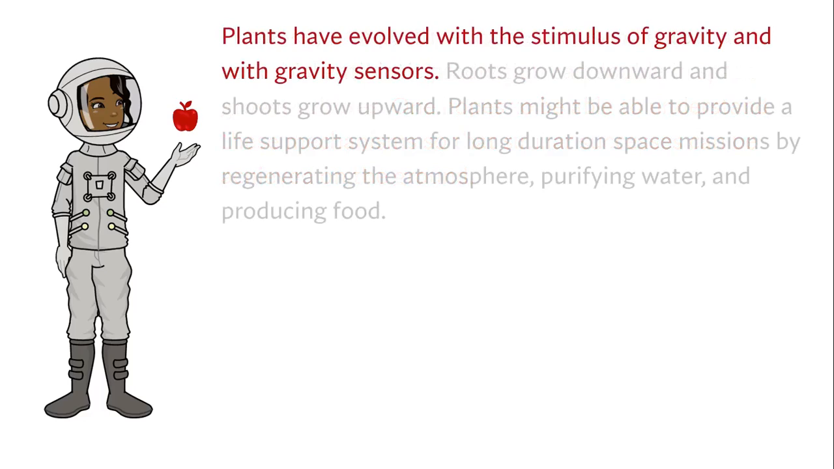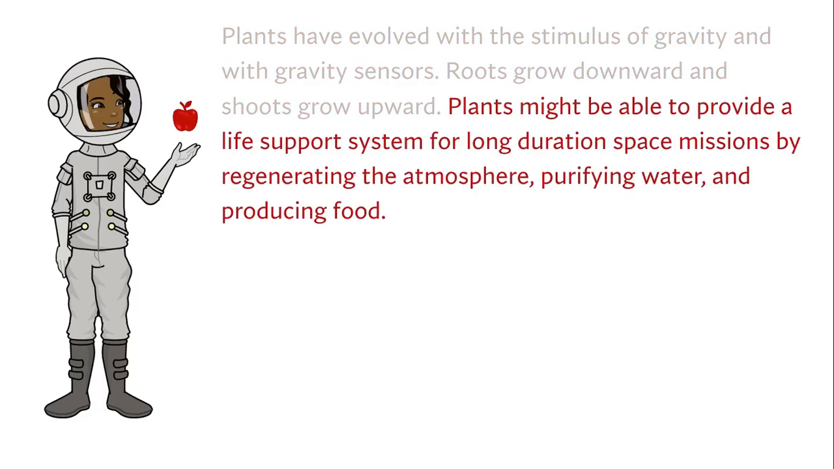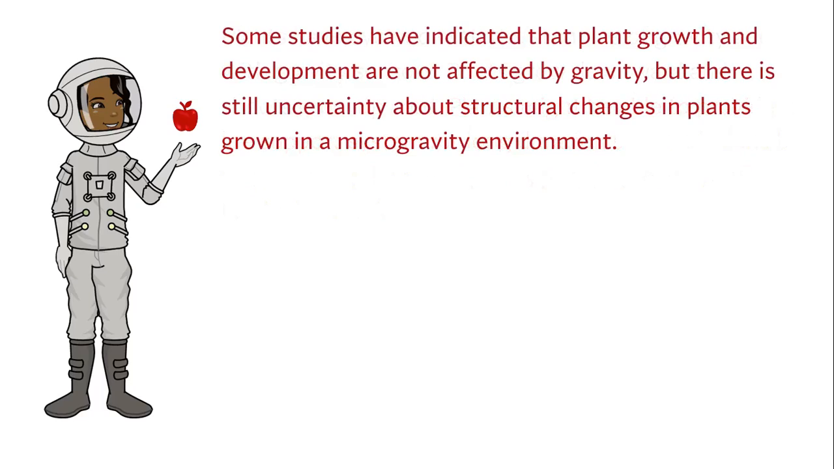Plants have evolved with the stimulus of gravity and with gravity sensors. Roots grow downward and shoots grow upward. Plants might be able to provide a life support system for long-duration space missions by regenerating the atmosphere, purifying water, and producing food. Some studies have indicated that plant growth and development are not affected by gravity, but there is still uncertainty about structural changes in plants grown in a microgravity environment.